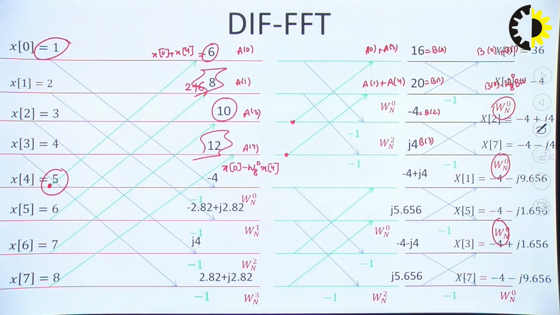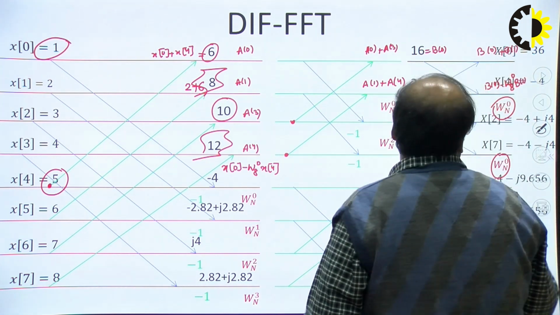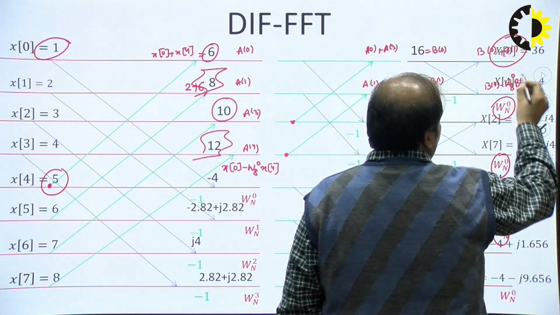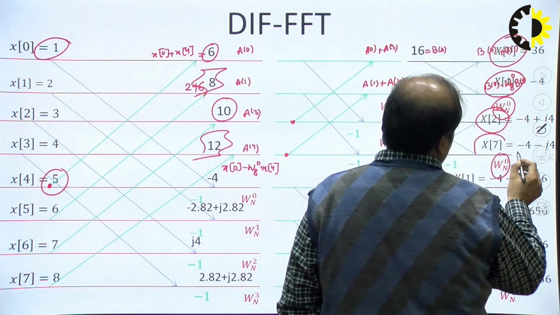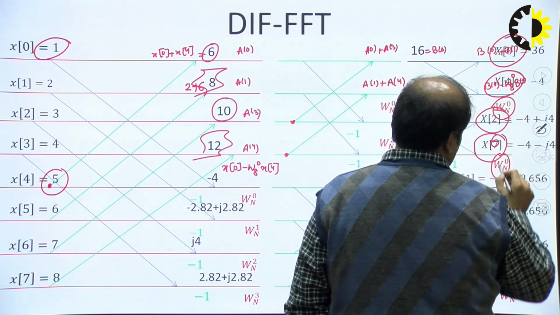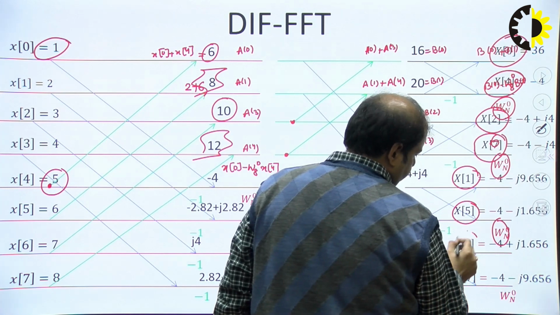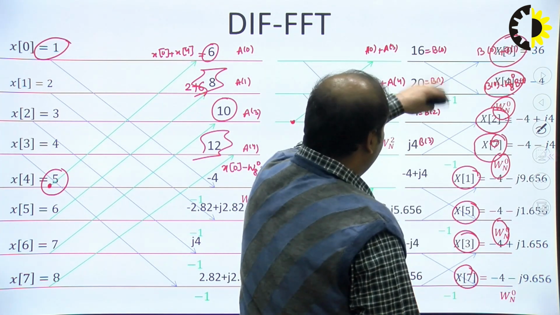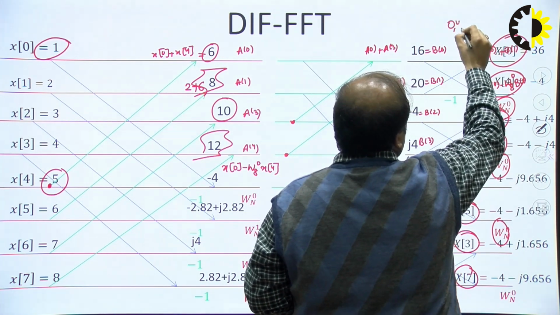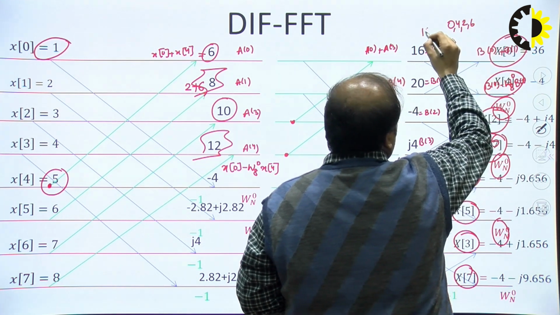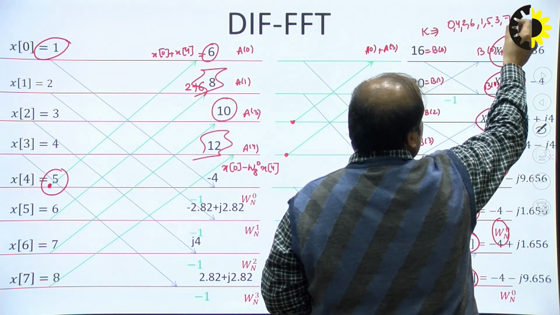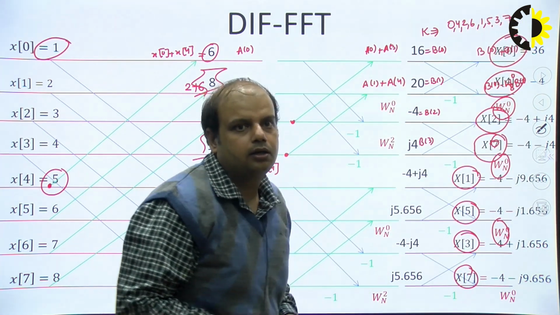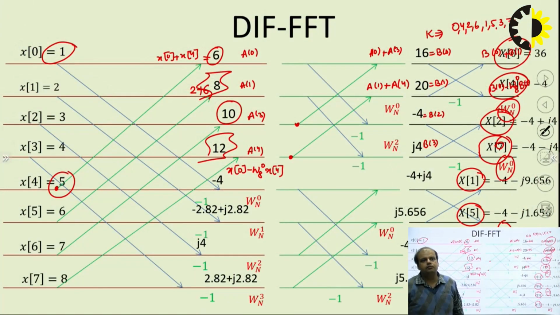The decimation has taken place in frequency domain, which means that the indices that we are getting are 0, 4, 2, 6, and then we are getting 1, 5, 3 and 7. So the DIF that we are getting is 0, 4, 2, 6. The order of k that we are getting is this, and 1, 5, 3 and 7. So you can understand the decimation has automatically taken place in the frequency domain, which is a very important aspect.